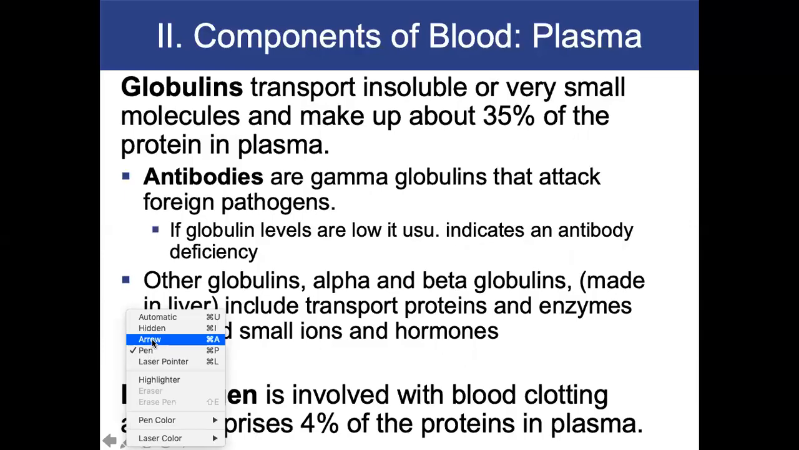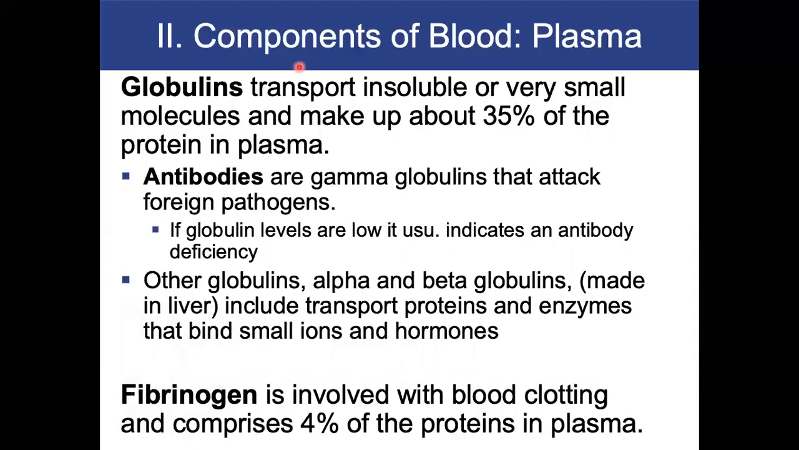Let's see, globulins. So globulins transport insoluble or very small molecules. They make up about 35% of the protein in plasma. Antibodies are an example of globulins. If globulin levels are low, it usually indicates an antibody deficiency. Other globulins, alpha and beta globulins made in the liver, include transport proteins like your HDL, high density lipoproteins, low density lipoproteins, very low density lipoproteins, right? And enzymes. And then fibrinogen, we're going to talk about fibrinogen. It is involved in blood clotting.